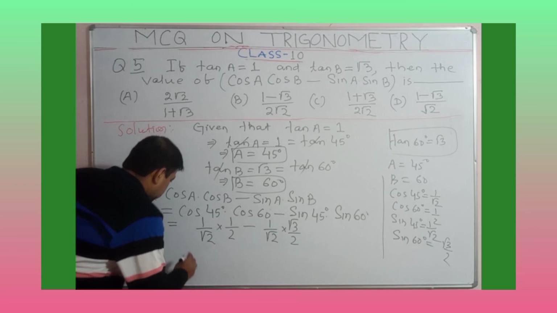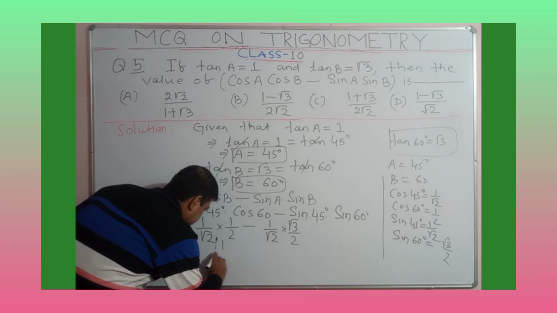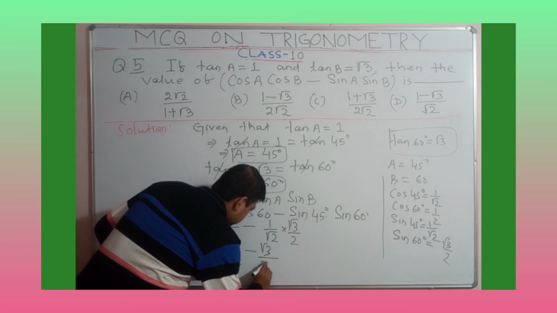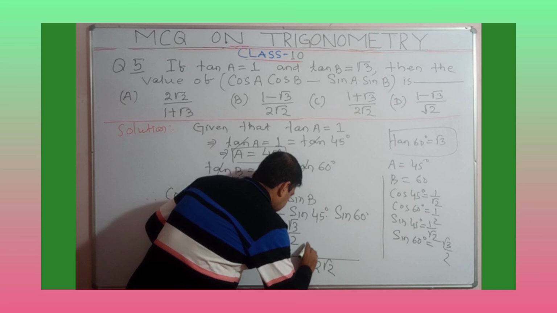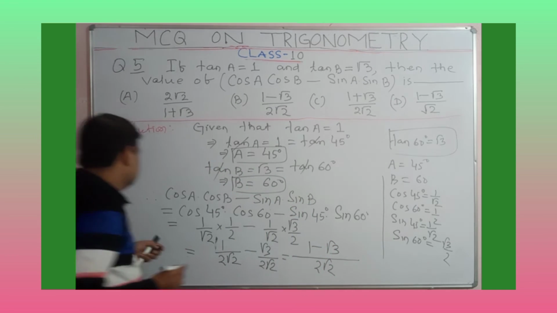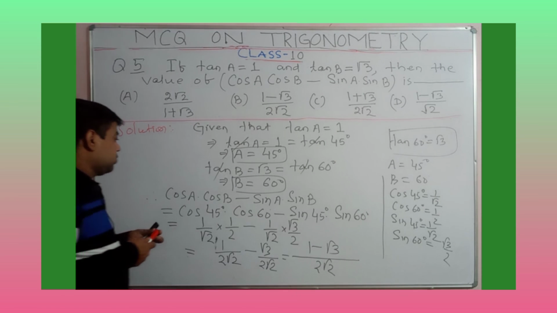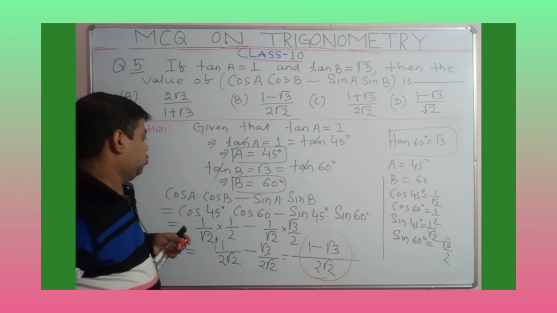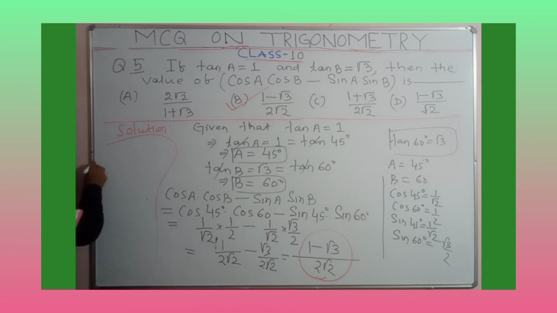So here you see, 1 by root 2 into 1 by 2 is 1 divided by 2 root 2, minus root 3 divided by 2 root 2. After taking the LCM it will be 2 root 2, and it is 1 minus root 3. So we get the value of cos A into cos B minus sin A into sin B as 1 minus root 3 divided by 2 root 2. So B is the correct option. Hence we got the required value option.